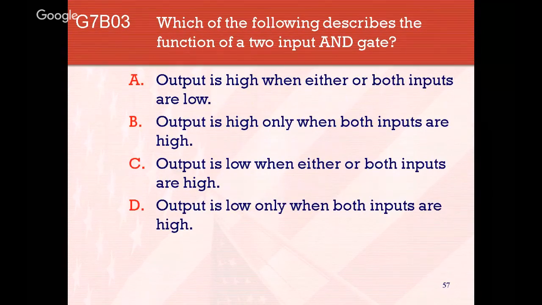Which of the following describes the function of a two-input AND gate? Remember what the AND gate does. It has to have an input and another input in order to get a particular output. So when you look at your answers here, the output is high only when both inputs are high. You have to be very careful on this one because you could get very confused on it. But think of it as: I have to have this and this in order for this to be so.